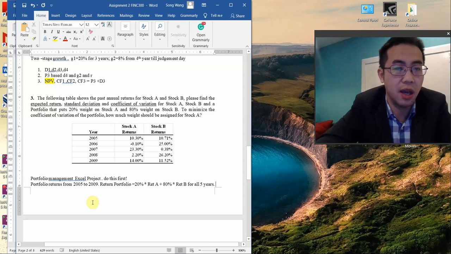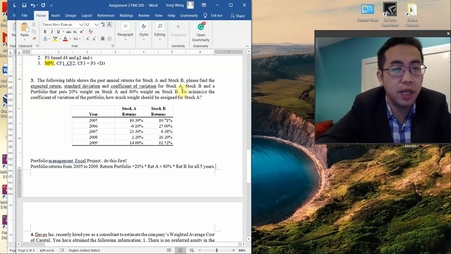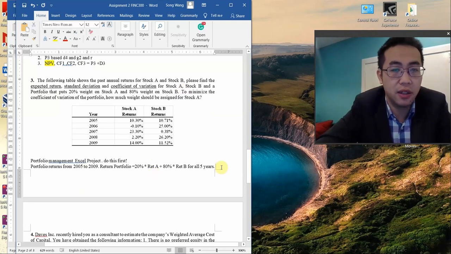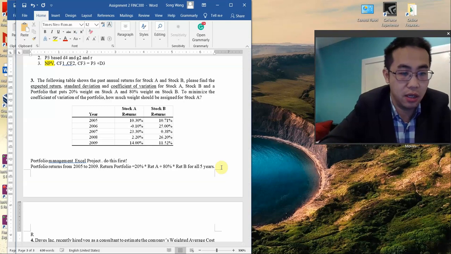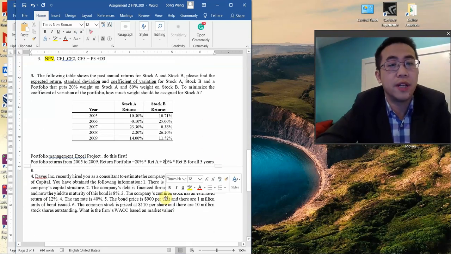Then you do the same as what you did for A and B to get the expected return, standard deviation, and coefficient of variation. And then, to minimize the coefficient of variation of the portfolio, how much weight should you assign to stock A? Let me just scroll down a little bit.